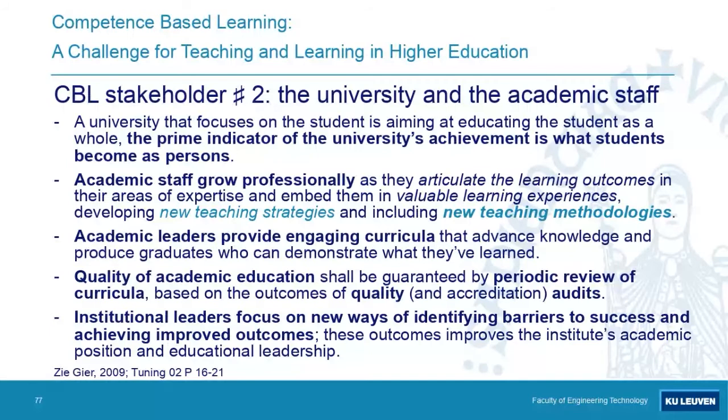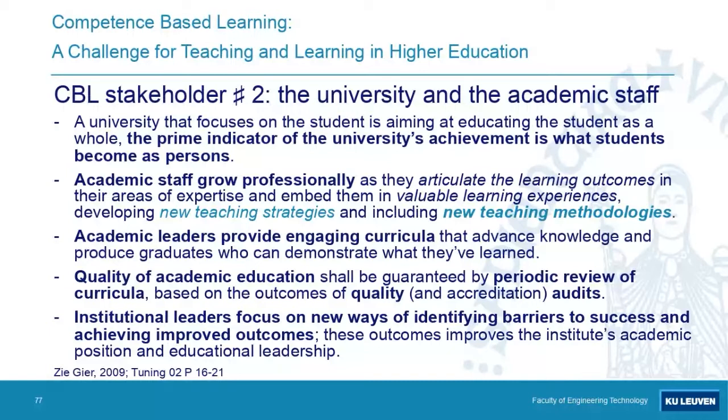I switch that. The stakeholder number 2, the university and the academic staff. Very important is that the academic staff is growing professionally as they articulate the learning outcomes in their areas of expertise. So they have valuable learning experiences and are developing new teaching strategies and new teaching methodologies. New teaching strategies, that means how our course is framed in the whole of the courses of the program. New teaching methodologies is giving access to, for example, computer-supported education. Okay, the rest is less important.